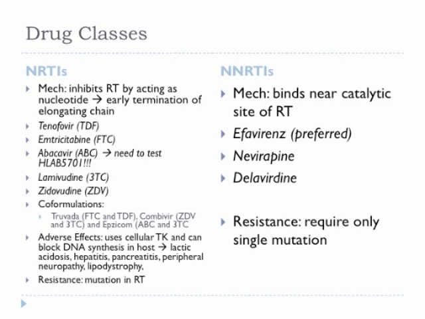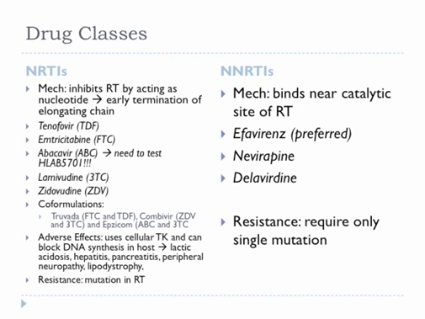You can also inhibit viral reverse transcriptase with nucleotide analogs, which end up in early termination of the elongating chain. And different drugs that we've already heard about are tenofovir, emtricitabine, abacavir, lamivudine, zidovudine. And for abacavir, you need to remember to test your patient for HLA-B5701 because they could have an anaphylactoid reaction to the drug.